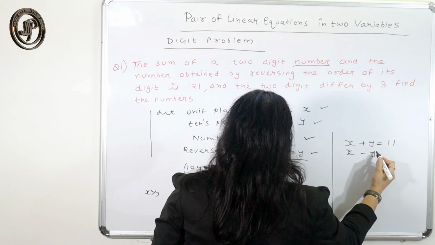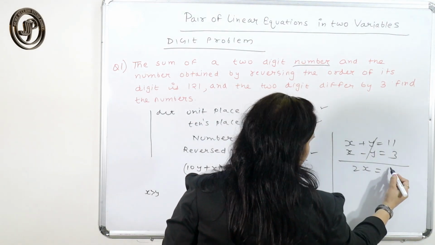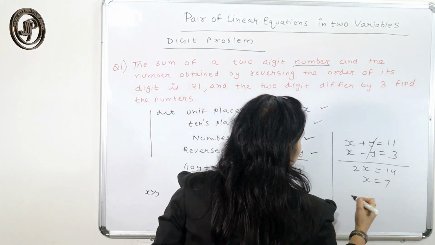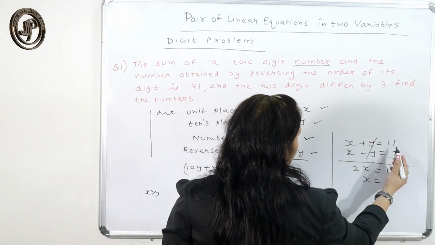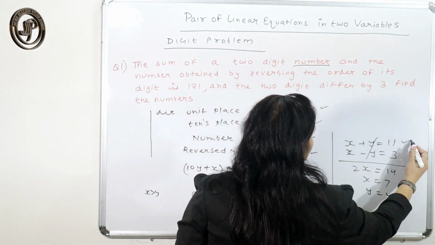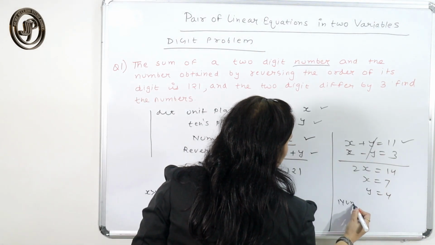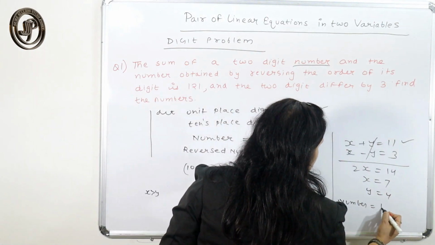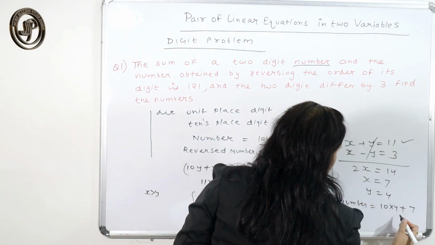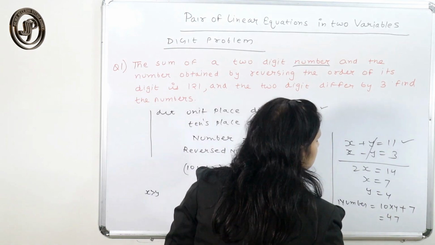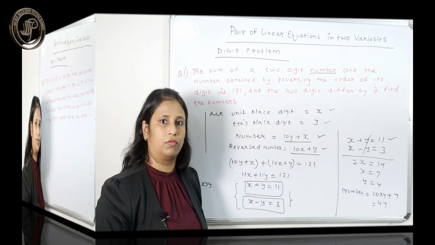So it is very simple to solve. Okay, so here you got how much? 14. So x will be 7, right? If x is 7, then y will be 4. If I substitute here, the number will be 10y plus x. So that is 47 is the number, and the reverse number will be 74.